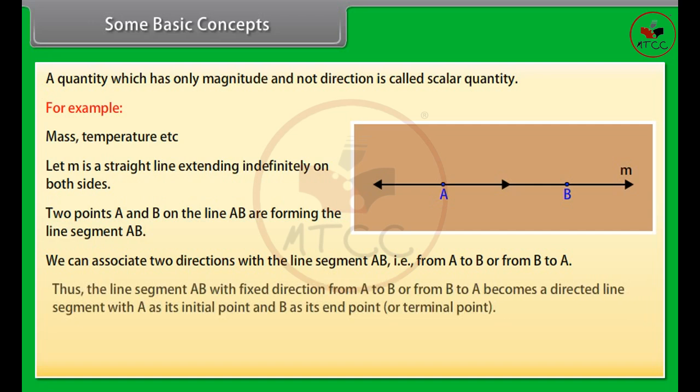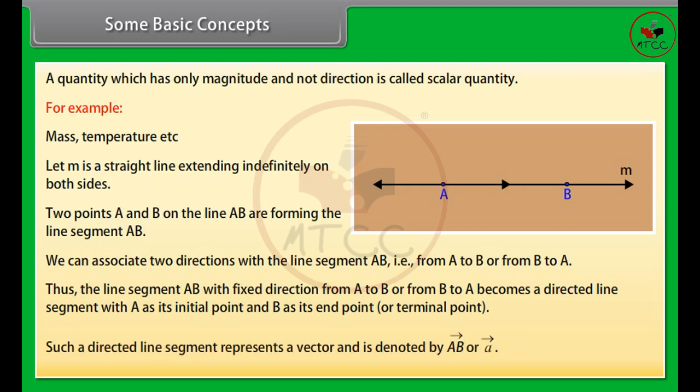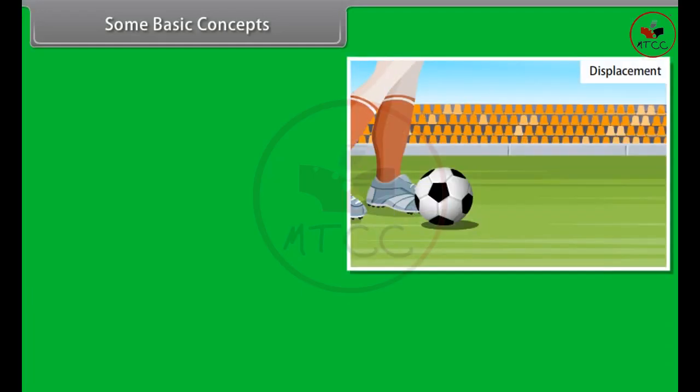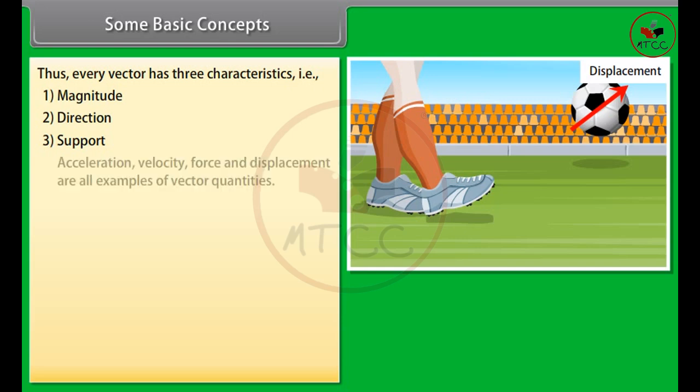Thus, the line segment AB with fixed direction from A to B or from B to A becomes a directed line segment with A as its initial point and B as its end point or terminal point. Such a directed line segment represents a vector and is denoted by vector AB or vector A. Thus, every vector has three characteristics, that is, 1. Magnitude, 2. Direction, and 3. Support. Acceleration, velocity, force, and displacement are all examples of vector quantities.